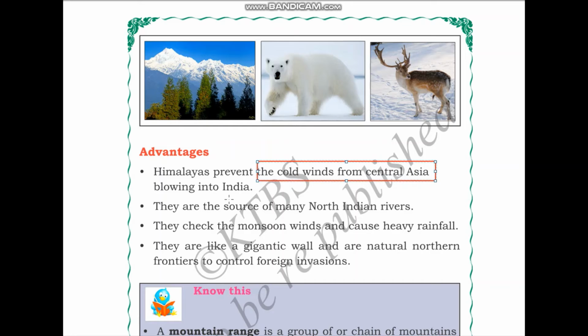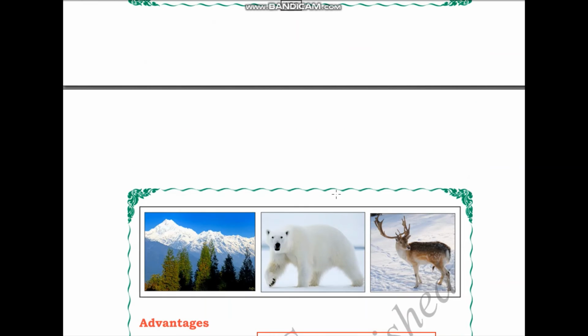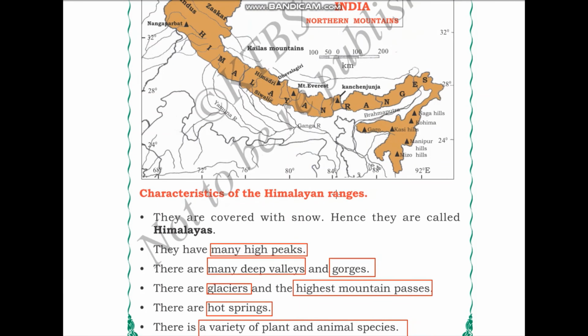Next, they are the sources of many North Indian rivers. As we know, there is snow on the mountains, and once the snow melts, it gives rise to a number of rivers. So here we have the Yamuna River, here we have the Ganga River or the Ganges River, here we have the Brahmaputra River. All these rivers take birth in the Himalayas.